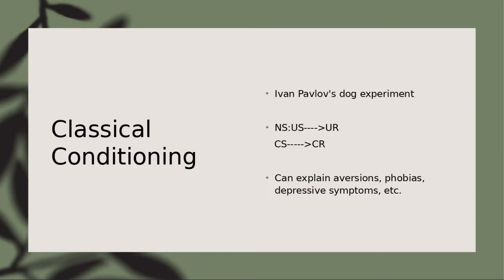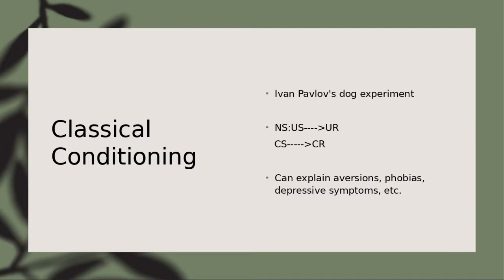So classical conditioning can explain many things, such as aversions. So if you ate a particular food and you got sick later, you may learn or develop an aversion to that food. It can explain phobias. If a particular location was associated with some type of trauma, then you may develop a fear of that location or a fear of that thing that was paired with the trauma.